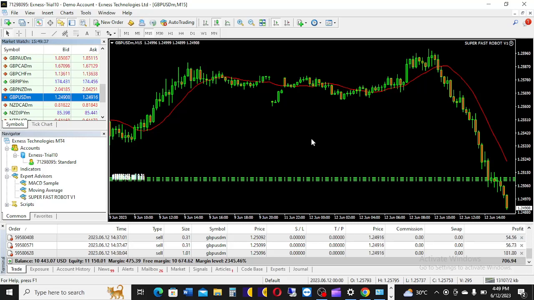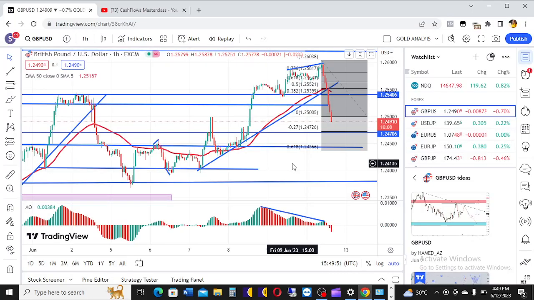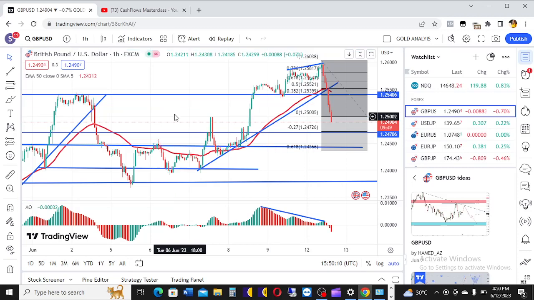So now, how do I enter this trade? I'm going to show you how I enter this trade on my TradingView. Let me go back to my TradingView. So I entered around this area, and you can see this is my target line. My trade is already moving down to my target line. My target line is at minus 0.27, and you can see how this trade is running to it.